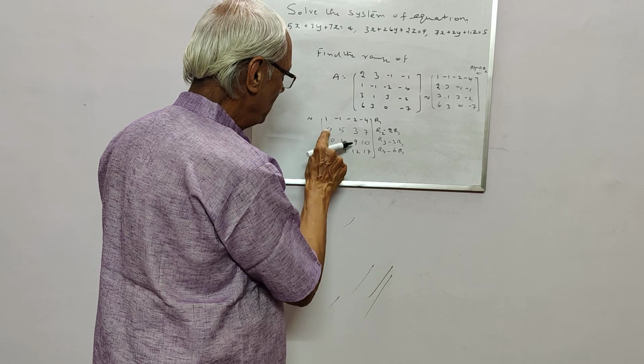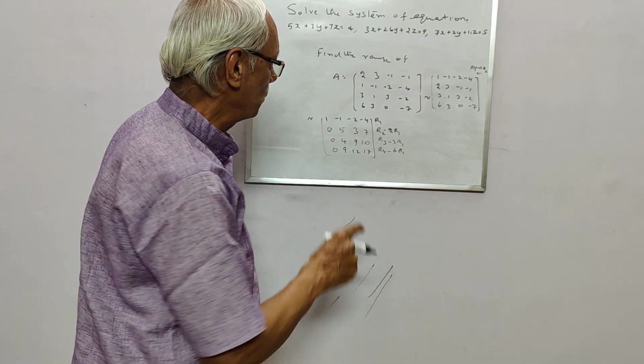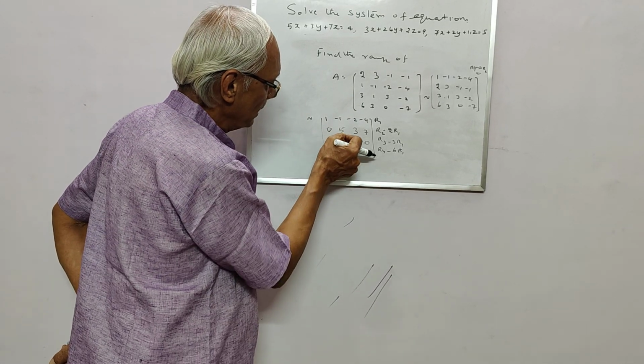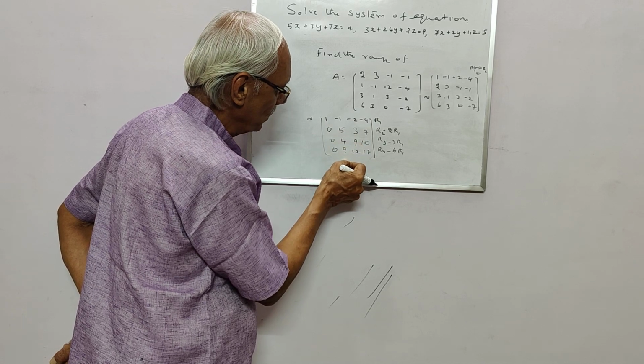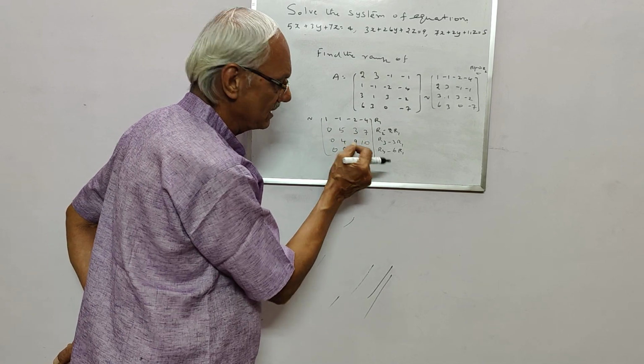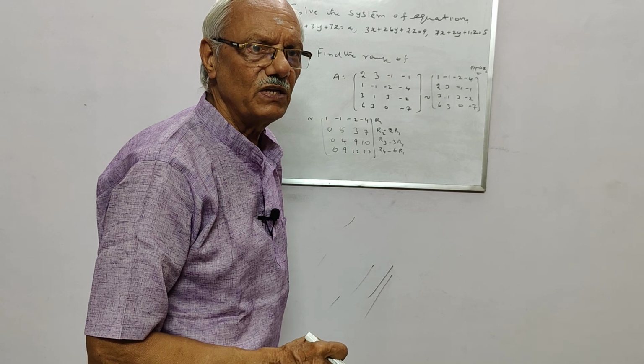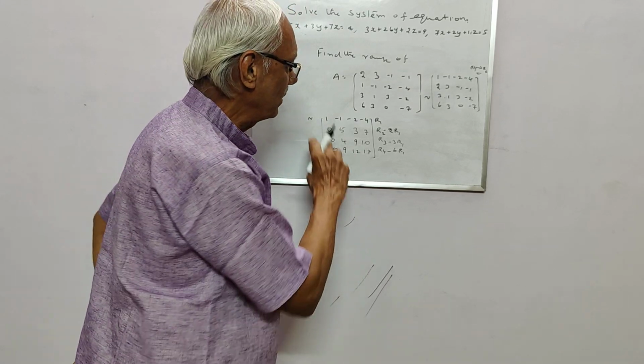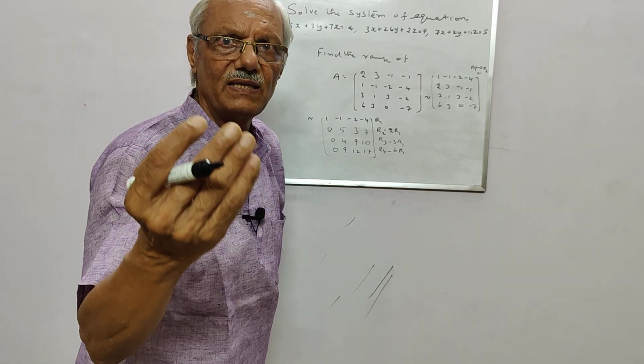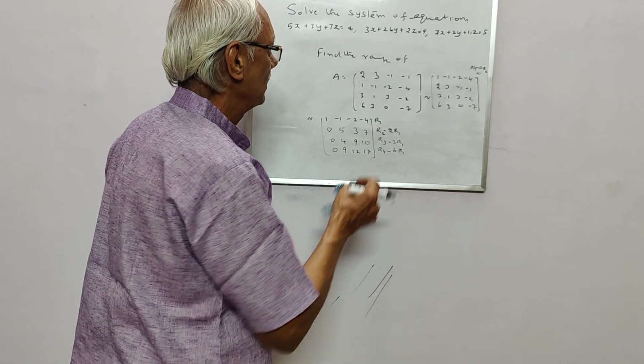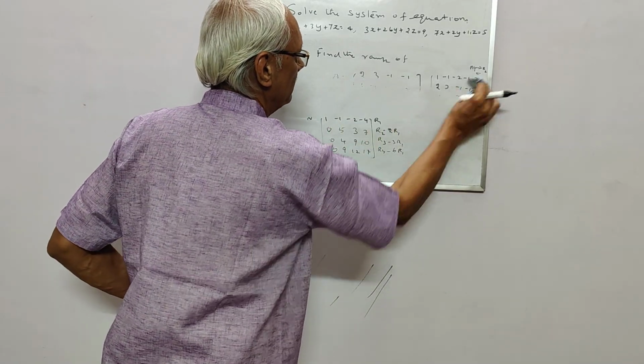So you see that I am able to get all zeros below a11 here. Now bring 0 below a22 here and make a33's below entries 0. If you can successfully bring it to that form, the upper triangular matrix, then you can very well decide the rank of the matrix. Now I will go for further operations here.